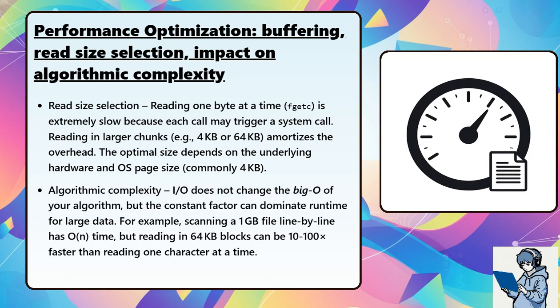Algorithmic complexity. I/O does not change the big O of your algorithm, but the constant factor can dominate runtime for large data. For example, scanning a 1 gigabyte file line by line has O(n) time, but reading in 64 kilobyte blocks can be 10 to 100 times faster than reading 1 character at a time.